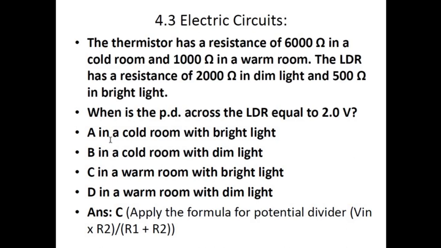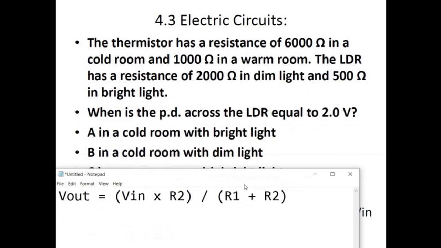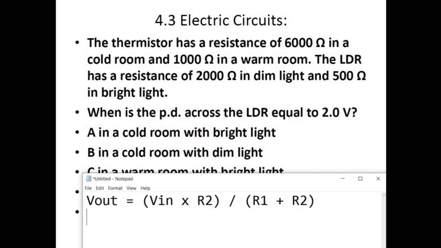Now let's check our answers. In a cold room with bright light, the cold room is supposed to be 6000 ohms and bright light is supposed to be 500 ohms, and V in is 6 volts. R2 is supposed to be the LDR. So 500 divided by 6000 plus 500, this would be 3000 divided by 6500, we would not get 2 volts. So A cannot be our answer.